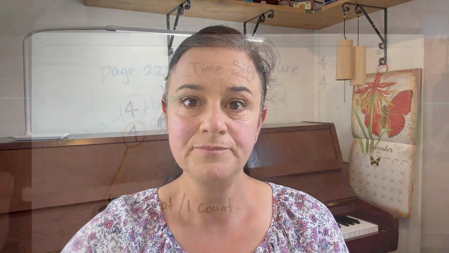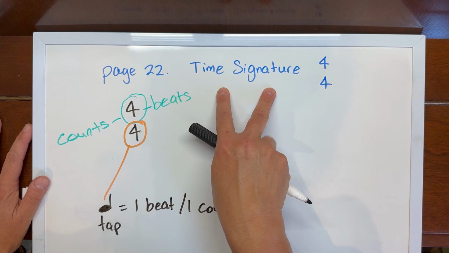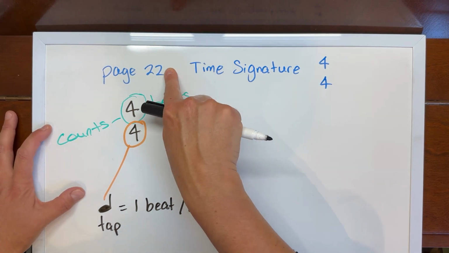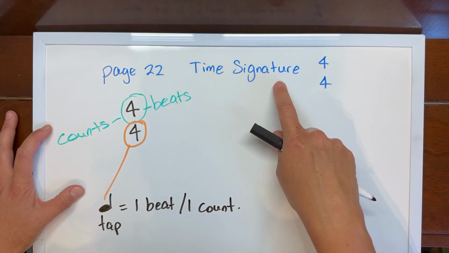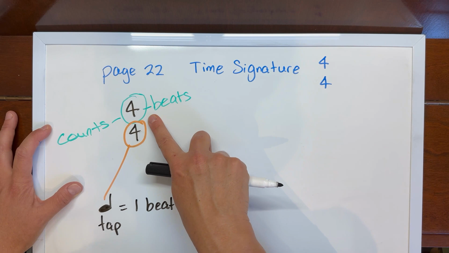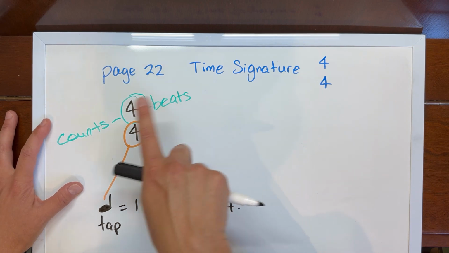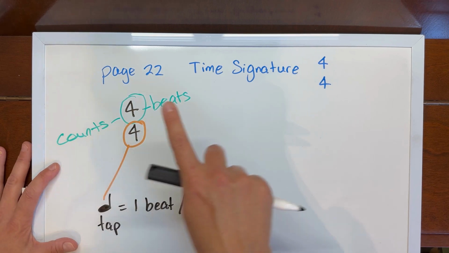So let's explain what 4/4 time is, and hopefully it will give you a better idea of what time signatures are, okay? Okay, so now we're looking at time signature on page 22. And the time signature that we have on page 22 is 4/4. So the 4 on the top tells us how many beats, how many counts. We're going to have a look at that in a second.